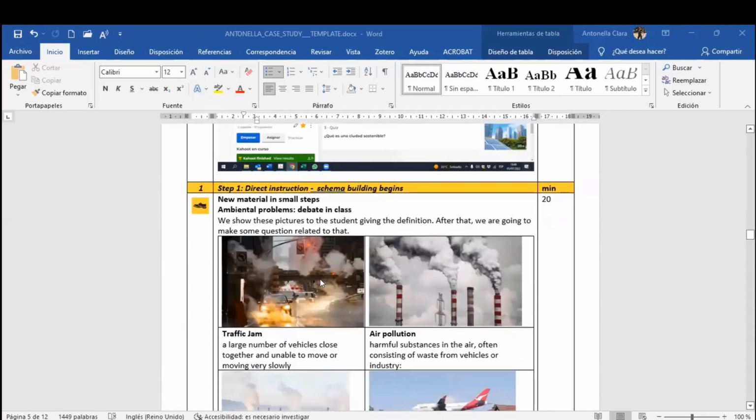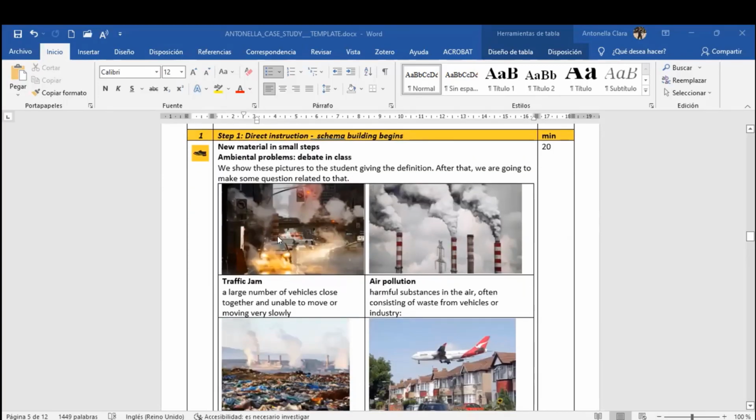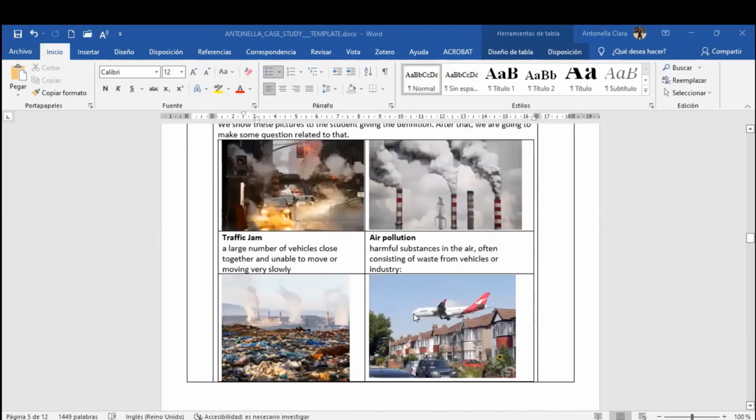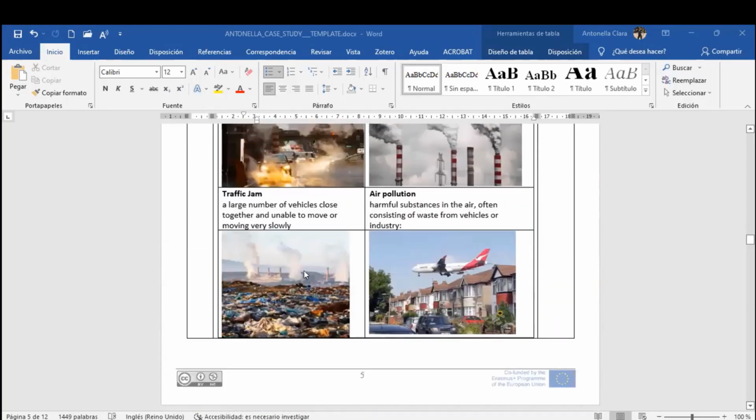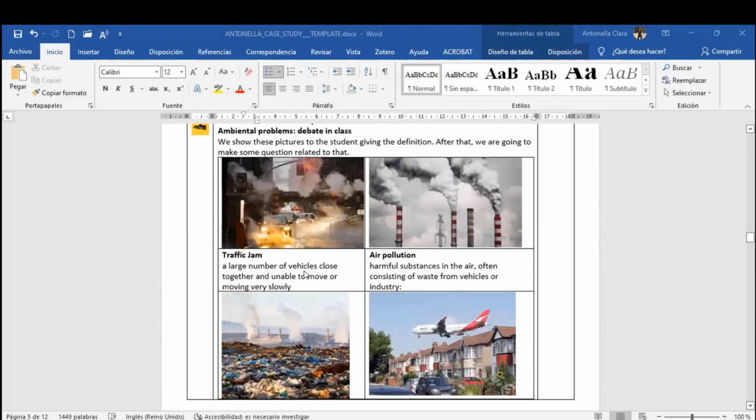And the first step is presenting some pictures about pollution and try to build with them a definition. So in my class, I will just put the definition: traffic jam, air pollution, soil contamination and noise pollution. And I'm going to ask them to describe the pictures with their words. And at the end, I will tell them which is the classical definition.